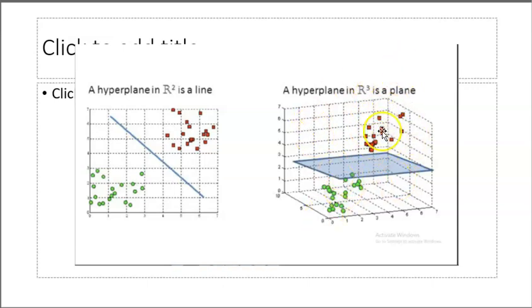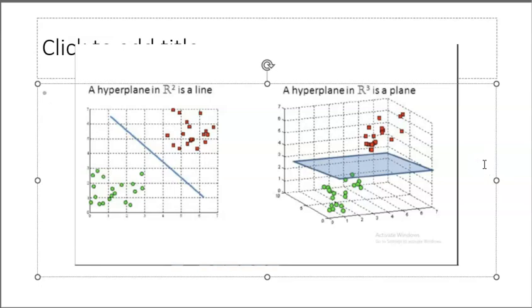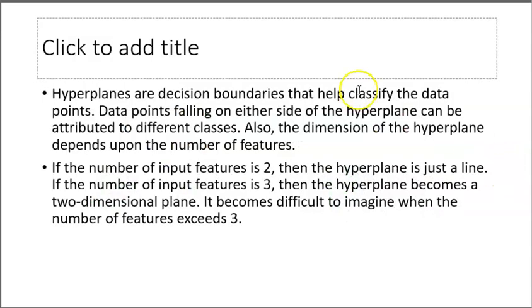For a three-dimensional space, we will be using a two-dimensional plane for classifying into different classes. So usually, if it is R cubed or R raised to n feature space, then the hyperplane will be of dimension n minus 1, that is 3 minus 1. Here it is a two-dimensional plane. Here it is a single-dimensional line. So hyperplanes, we can say, are decision boundaries that help classify the data points.